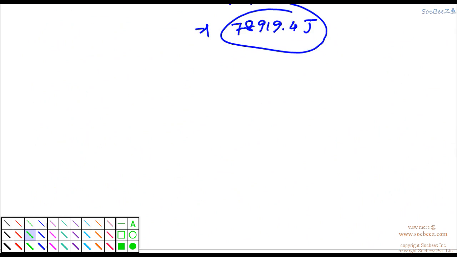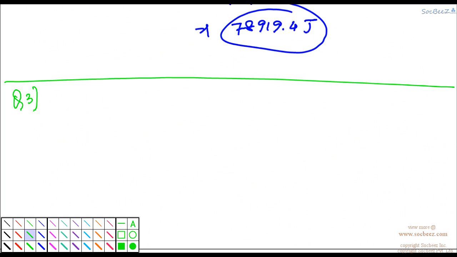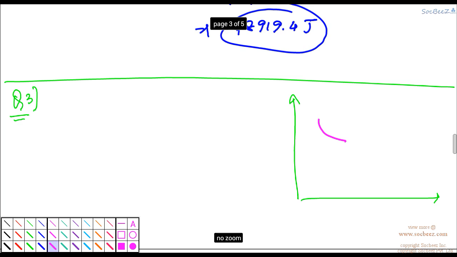Okay. So let's do one last question on PV curves, which is this. The PV diagram is given to be this type. Okay. There are humps like this in the curve. The gas is taken from state 1 to 2 and then 2 to 3. Okay.